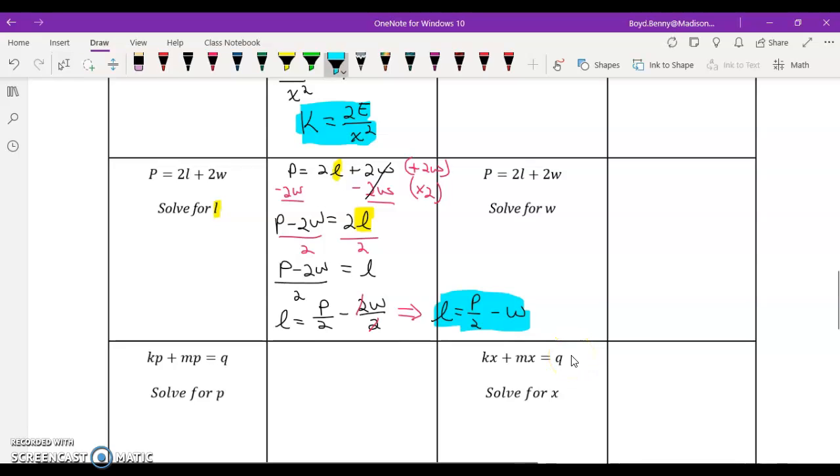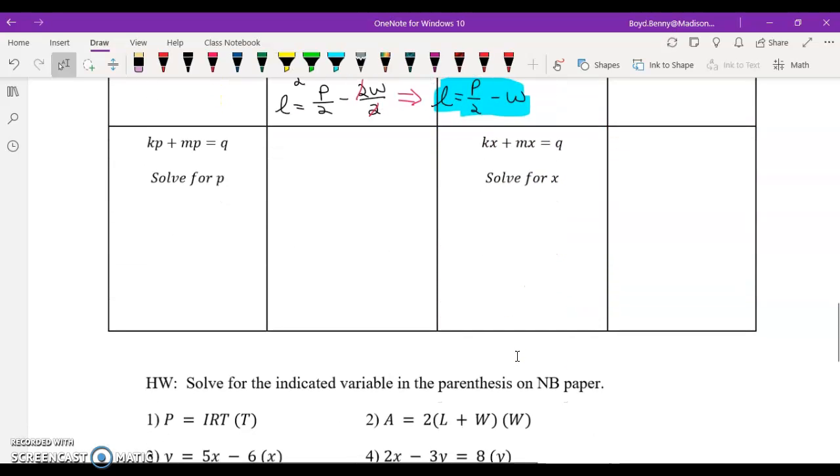Again, we're using inverse operations. I subtracted because I was adding. I divided because there was multiplication. Okay, and then down here I just simplified it down so that it was a little more concise. Okay, let's do one more example here.